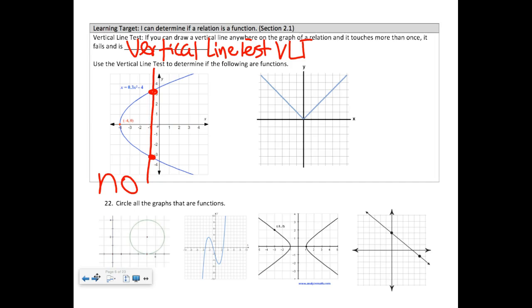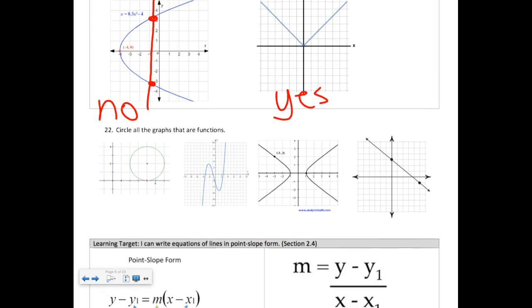Whereas this one, this absolute graph here, if I put vertical lines through all the points, would it hit it more than once? No. So this one is a function because it passes VLT. Do you remember doing this back in the day? Okay. So let's go through.